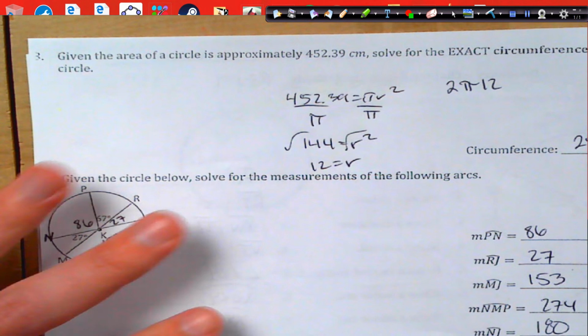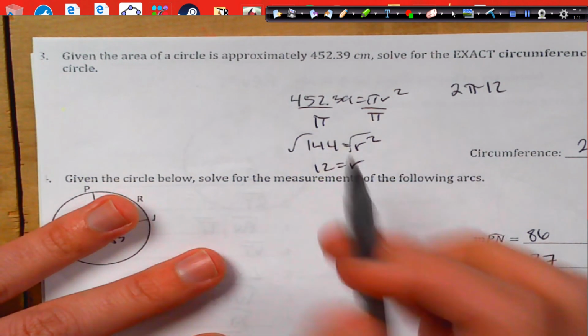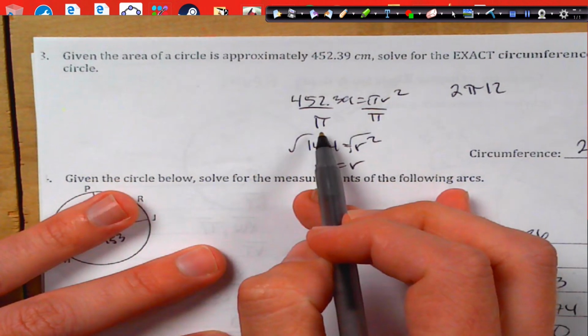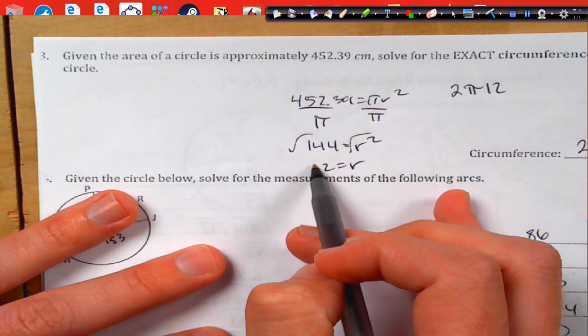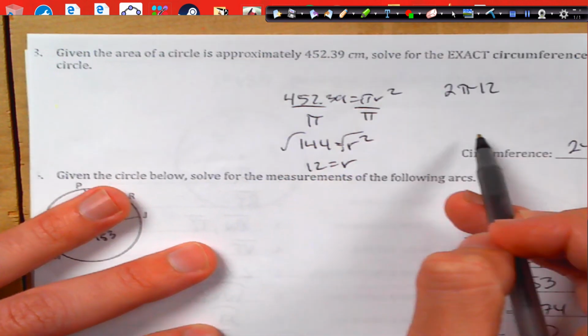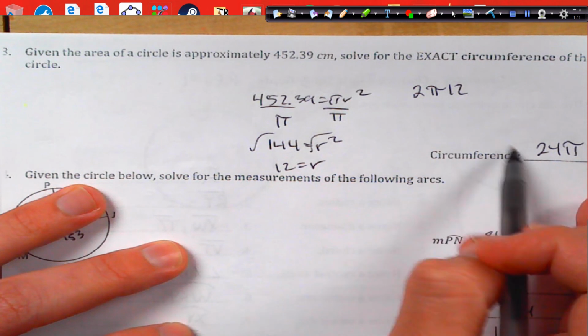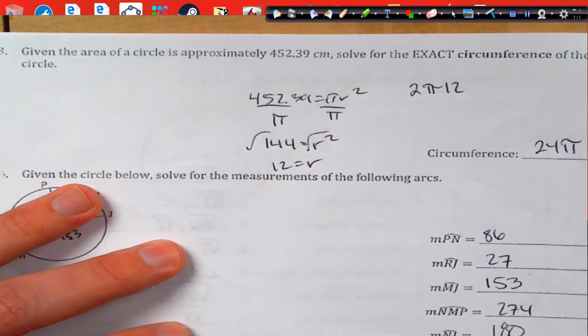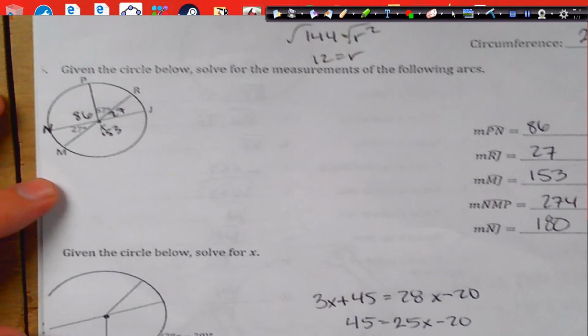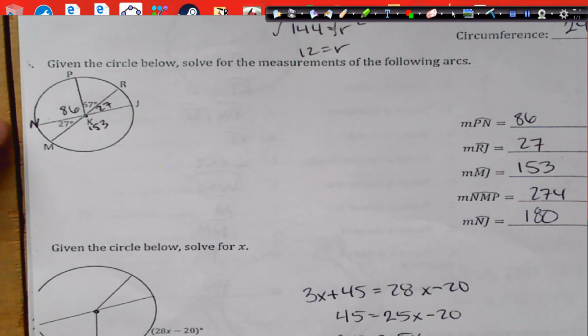Okay, same thing. They give us the area this time. So I set r squared equal to the area divided by pi, and then square root of 144, and I got 12. And then we just had to get into the circumference formula, 2 pi times 12, so it gave us 24 pi.